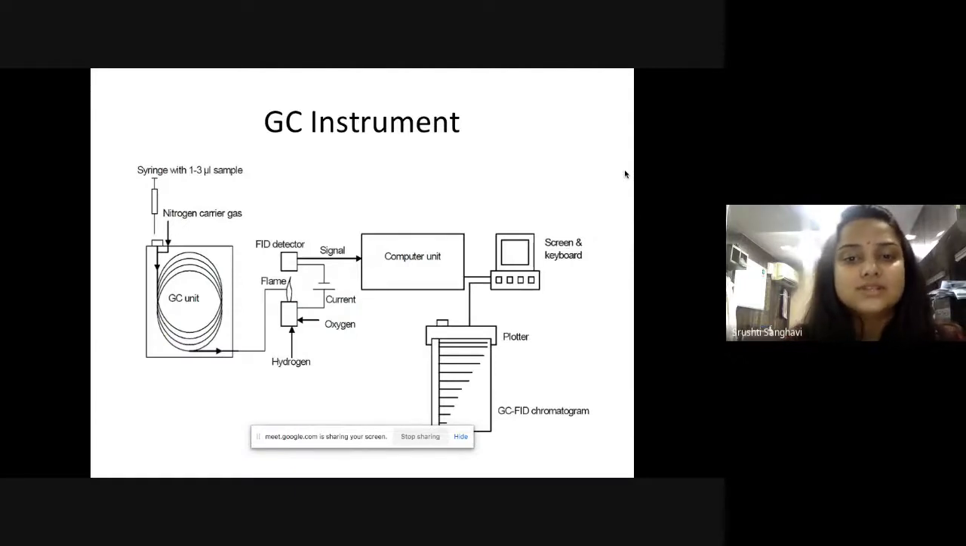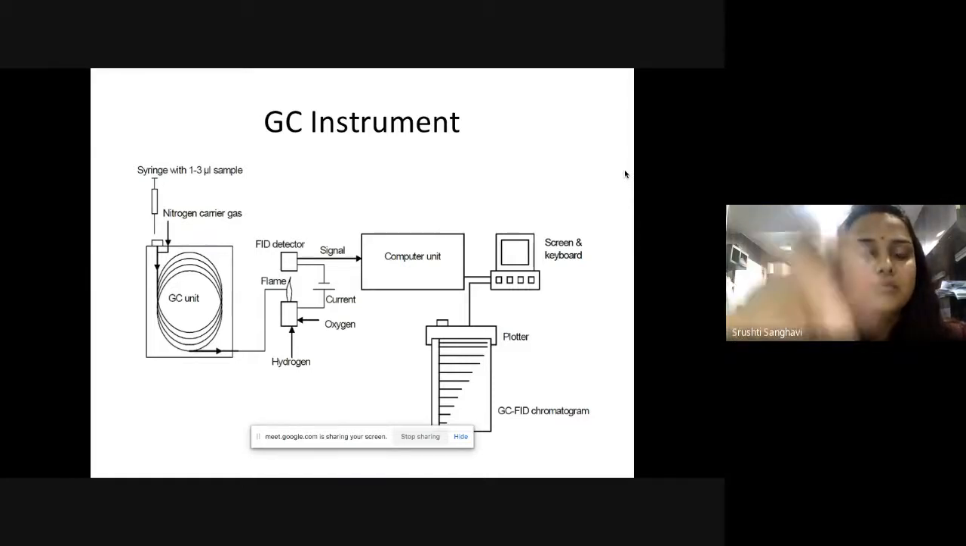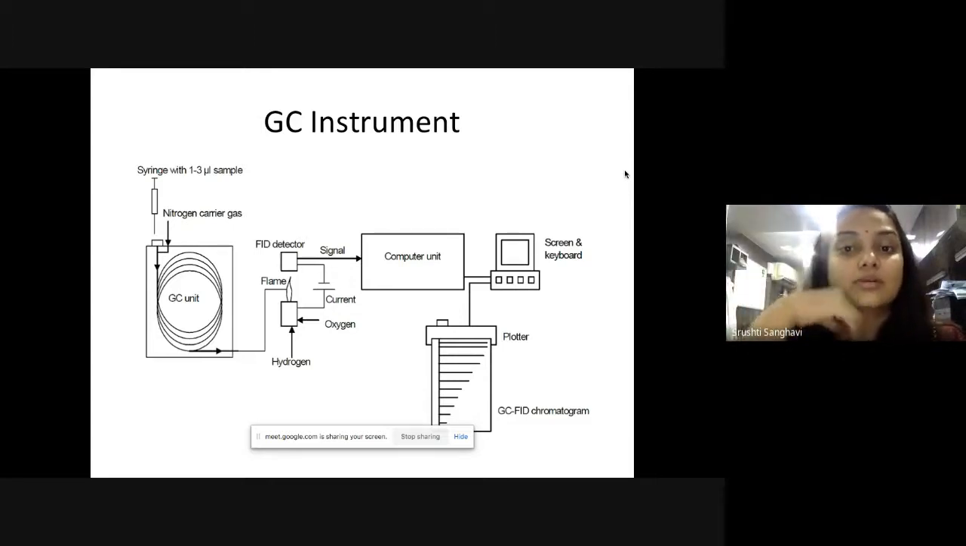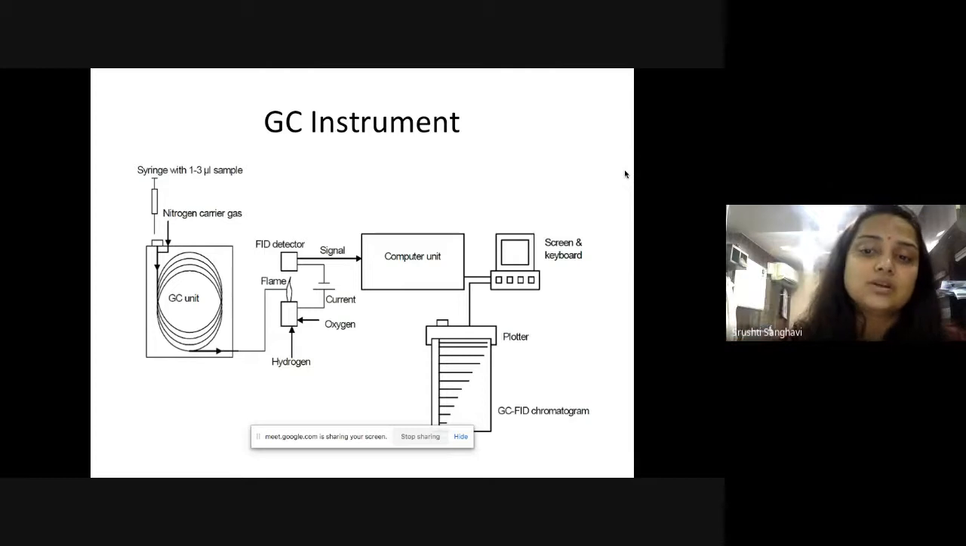Okay. So this is the same thing, just going a little more into detail. The sample that is put into the GC instrument is usually 1 to 3 microliters. Nitrogen or helium is the carrier gas. Inside the column is where the actual separation occurs. The hydrogen flame that you see, the detector is basically going to pick up the ionization energy and take the signals and put them into the computer unit, from where you see the chromatogram.